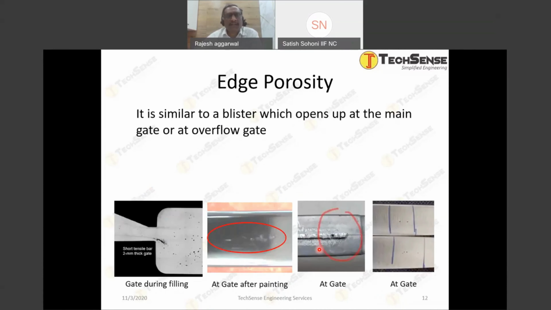Edge porosity is similar to a blister which opens up at the main gate or at the overflow gate. You can see more clearly over here, just at the pointer there, right? Also, you can see at the gate after the painting how it looks. So it's a short tensile bar, the gate during filling, you can see how it looks. And when the gate is cut off or broken, this porosity will come outside, right? Or after polishing the casting surface or the gate.